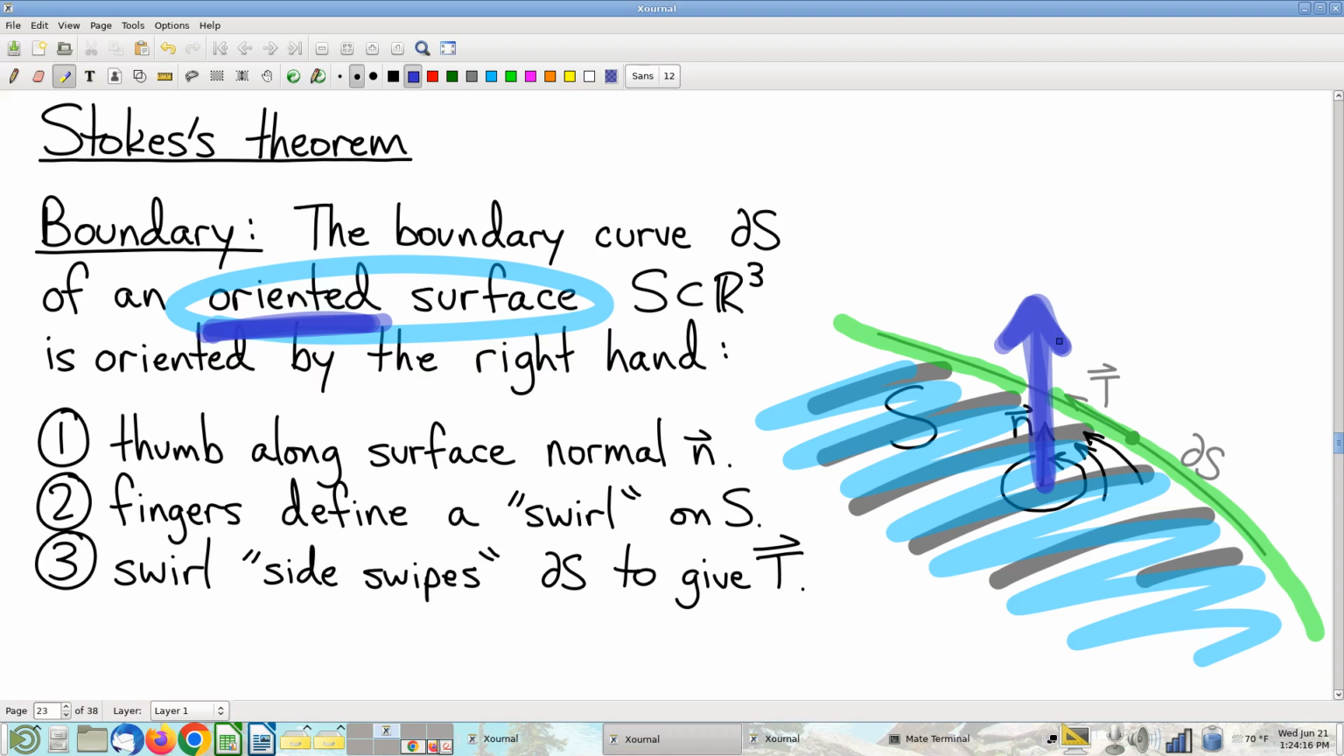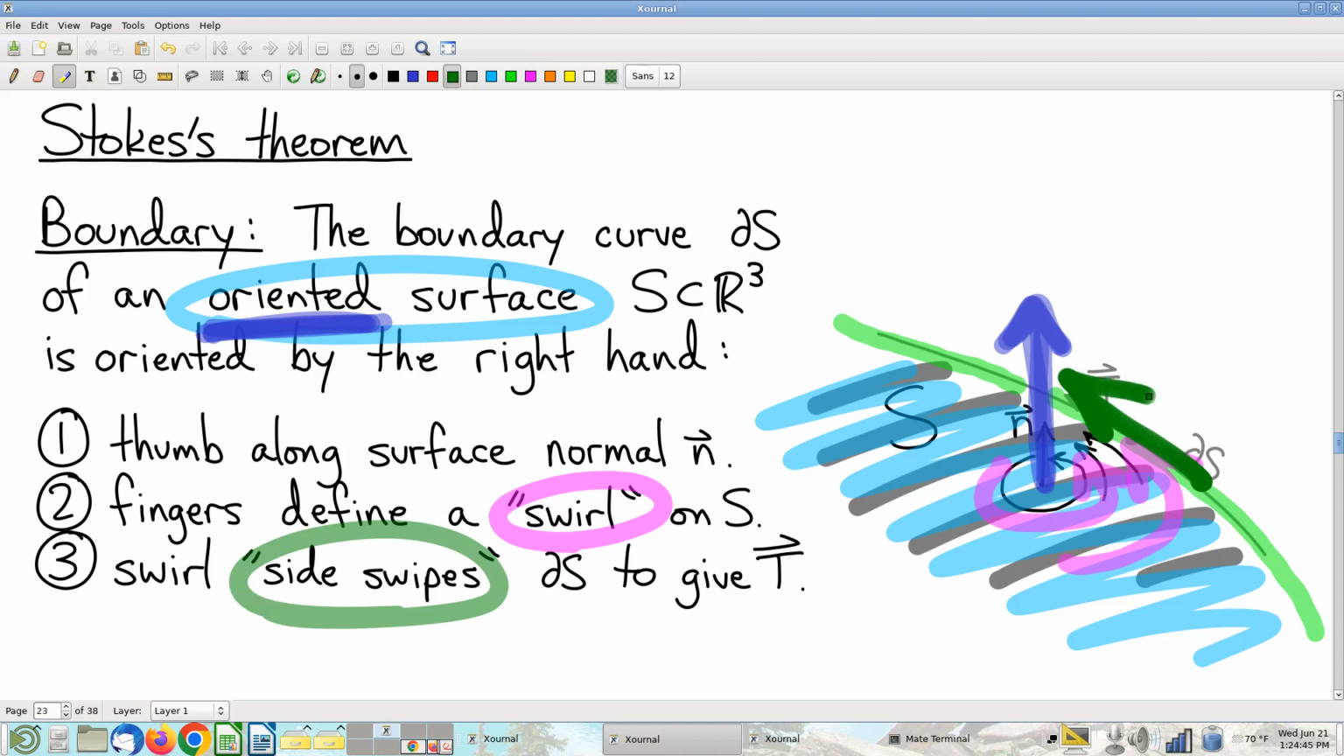Your fingers of your right hand want to bend in a certain way that points in the direction of what I'm going to call a swirl. Now, which direction, in other words, on the surface you're rotating around that axis defined by that normal vector. That swirl sideswipes in a certain direction along the boundary. And that direction of the sideswipe is the orientation on the boundary.